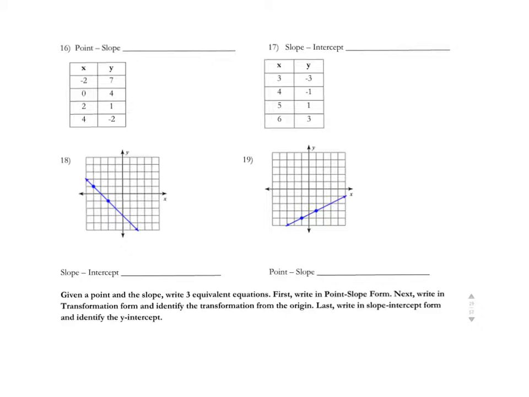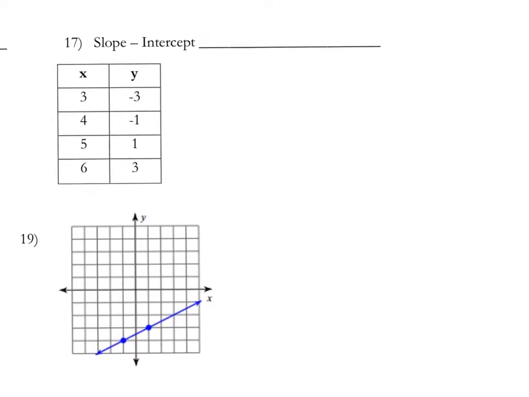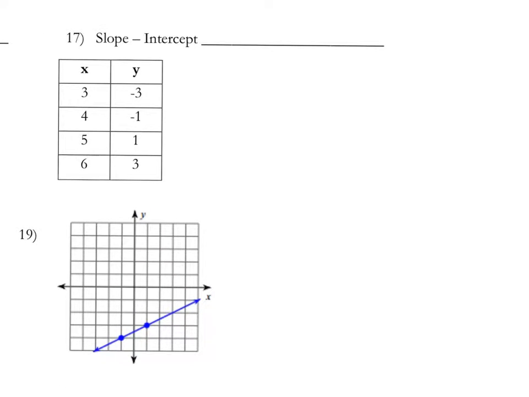We need to always look for the slope first. Every single time we write an equation, the first thing we need is the slope. I'm going to do number 17. I'm going to zoom in on that right here. And here we go. So I'm looking for the slope to start. That's always how I start writing an equation. With a table of values, I'm going to be looking at the change in y versus the change in x.